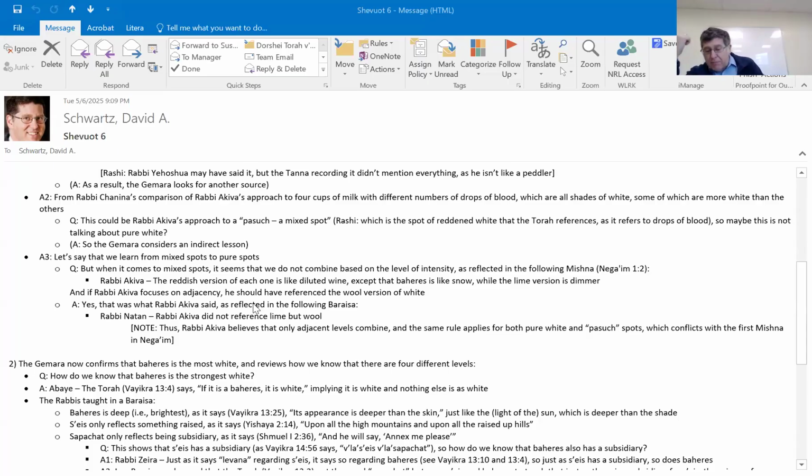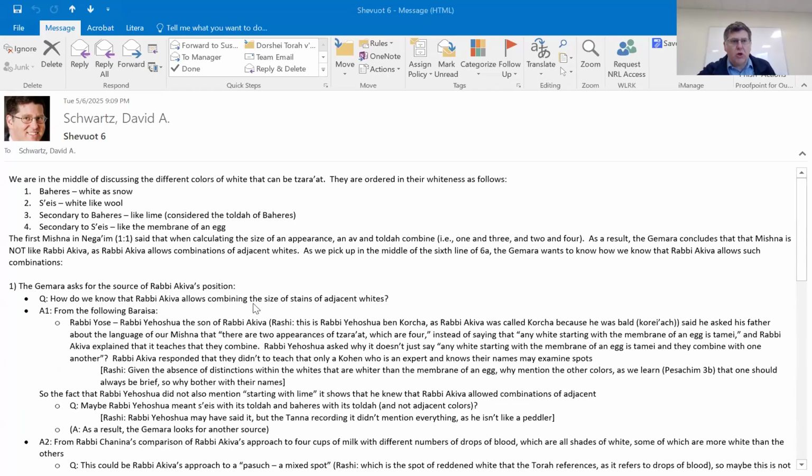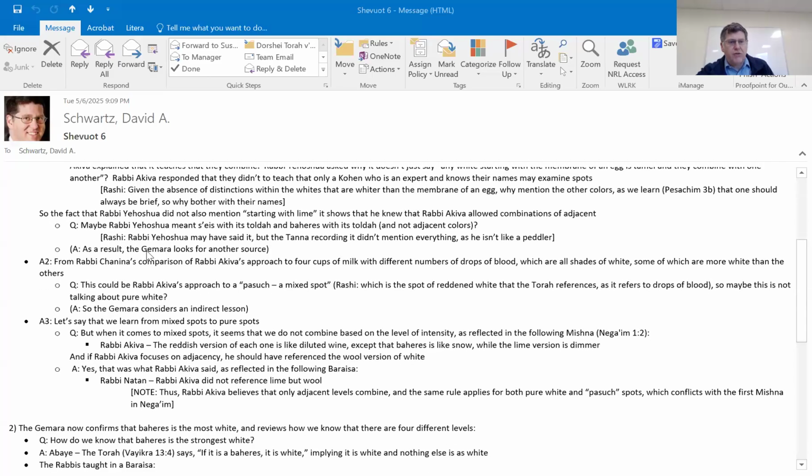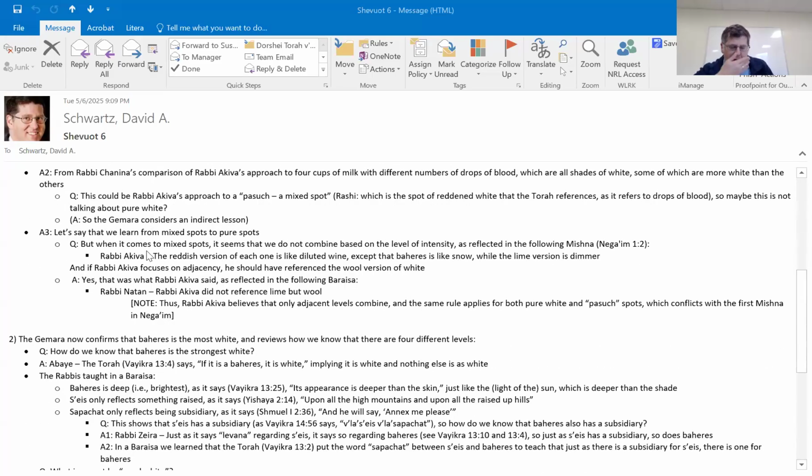So the implication is that it's 1 and 3 that combine, and therefore 2 and 4 combine, and not 4 with 3, 3 with 2, and 2 with 1. So if you're going to tell me that they combine, 4 and 3, 3 and 2, 2 and 1, shel tsemer deha hemena, it should have referred to the wool color, because the wool color is the next one. That's what we say the Se'es is. Again, if we take a look at the screen, Se'es, white like wool, is the second of the different colors. So it should have said Se'es.